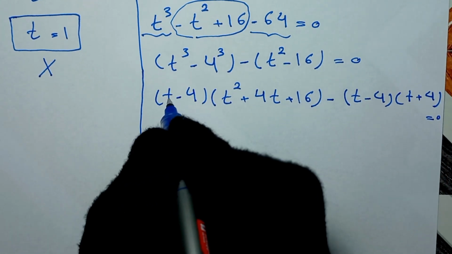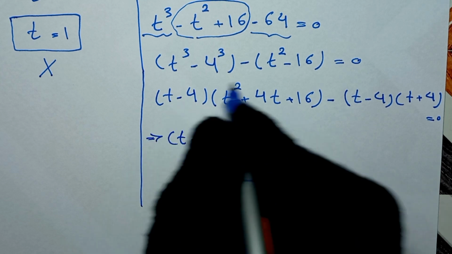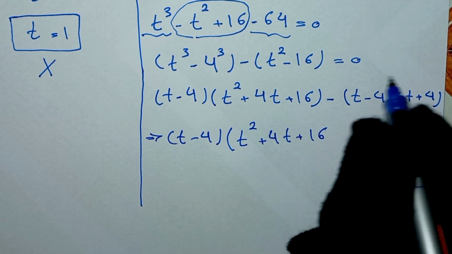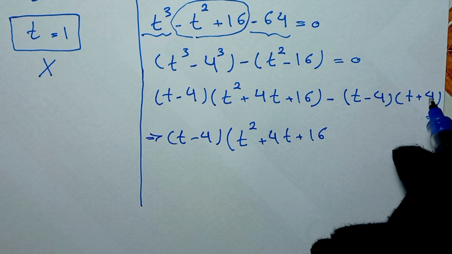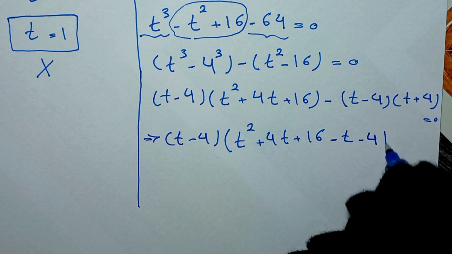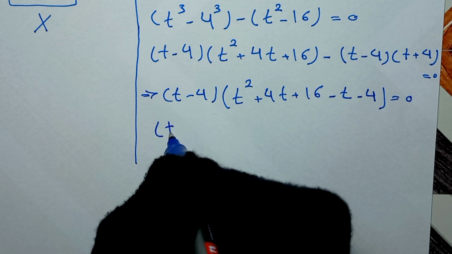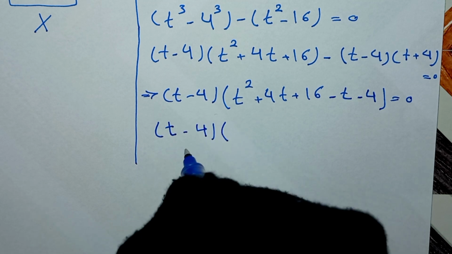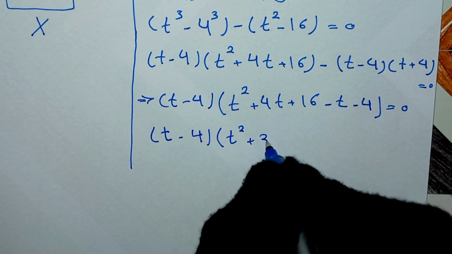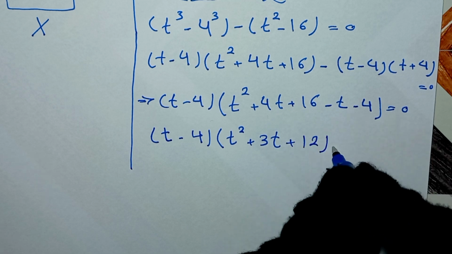We factor out t minus 4, and it will be t minus 4, and for this part we have t squared plus 4t plus 16, and for this part we have a negative t plus 4, right, and negative t plus 4 will be negative t minus 4, is equal to 0. And it will be t minus 4 times t squared, 4t minus t will be 3t, and 16 minus 4 will be 12, is equal to 0.